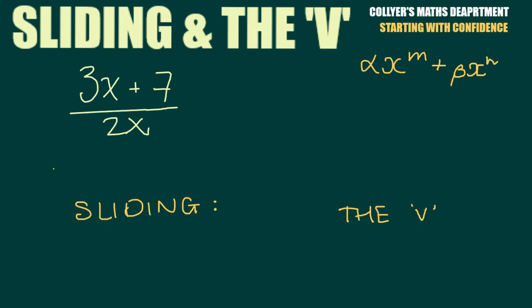What I want to be doing is getting it into the form alpha x to the m plus beta x to the n, which just means alpha is a number here, so is beta, and then m and n are powers. So I just want to get it into a number x to a power and then another number x to the power. And the way I'm going to do this is I'm going to use two techniques, one called sliding and one called the V. Like I said, these aren't standard terms, but it's just a helpful way of thinking through the problem.